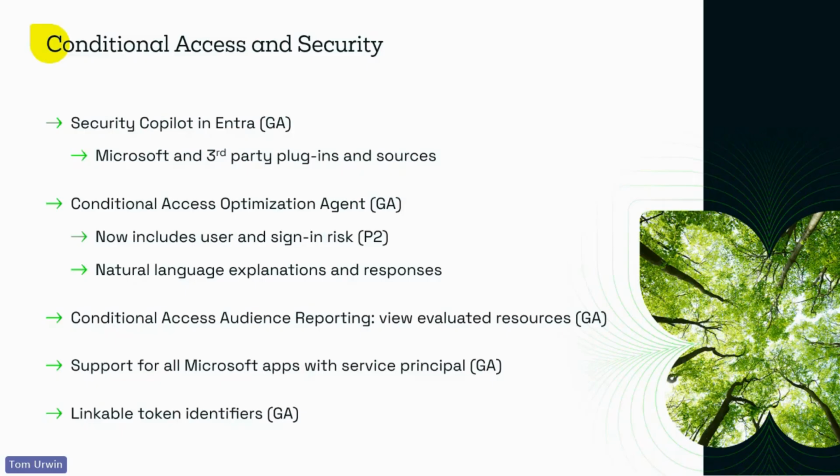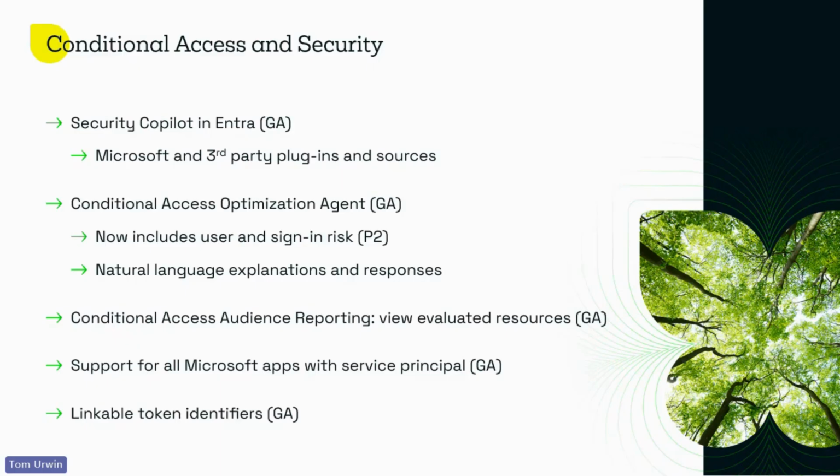Now, what's new to that is it now includes user and sign-in risk as well. So if you have P2 licensing, it can now evaluate those particular rules around user and sign-in risk. As I say as well, all of this can be done through natural language in terms of what it says to you and how you respond and ask questions.